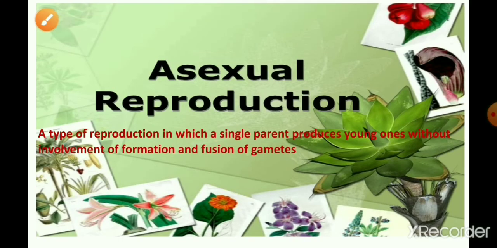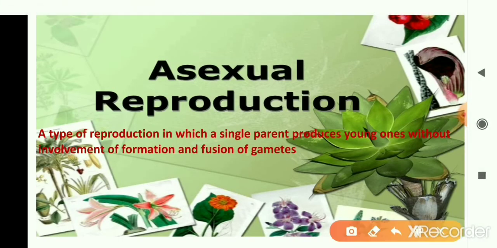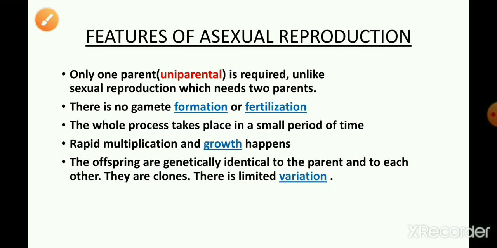Asexual reproduction is a type of reproduction in which a single parent produces young ones without the involvement of formation and fusion of gametes. That is, in this process, there's only one parent involved and the process does not involve formation or fusion of gametes. So let's see what are the important features of this process.